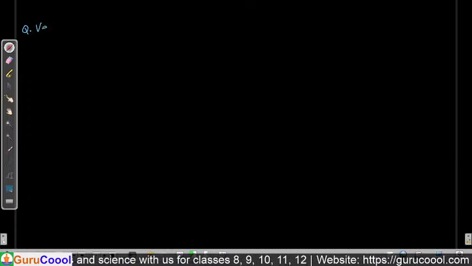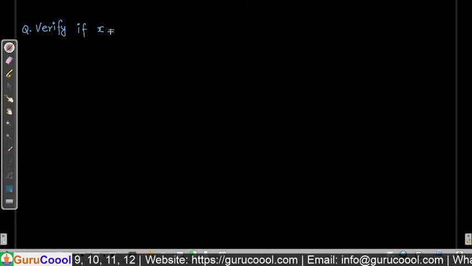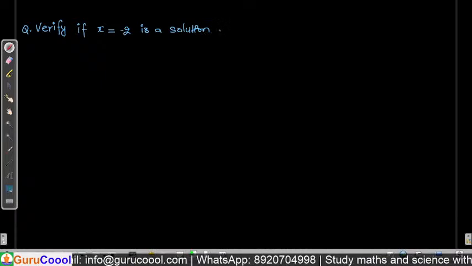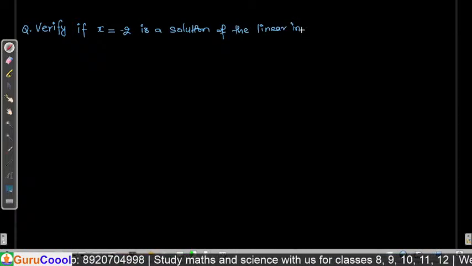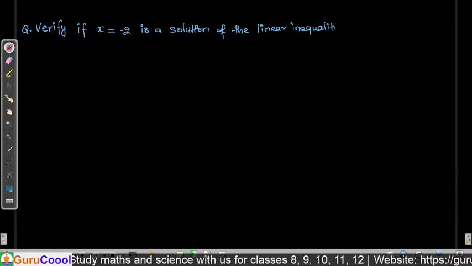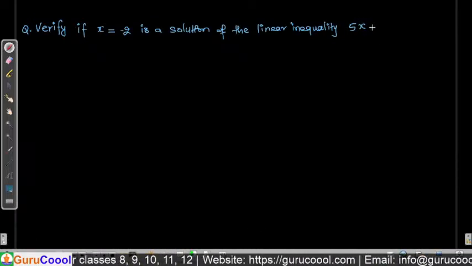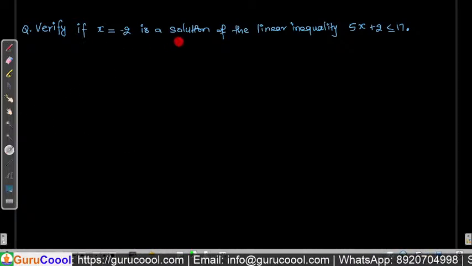Let's move on to the next page. Verify if x equals minus 2 is a solution of the linear inequality 5x plus 2 lesser than or equal to 17. See this question? Tell me if you can try this or not.